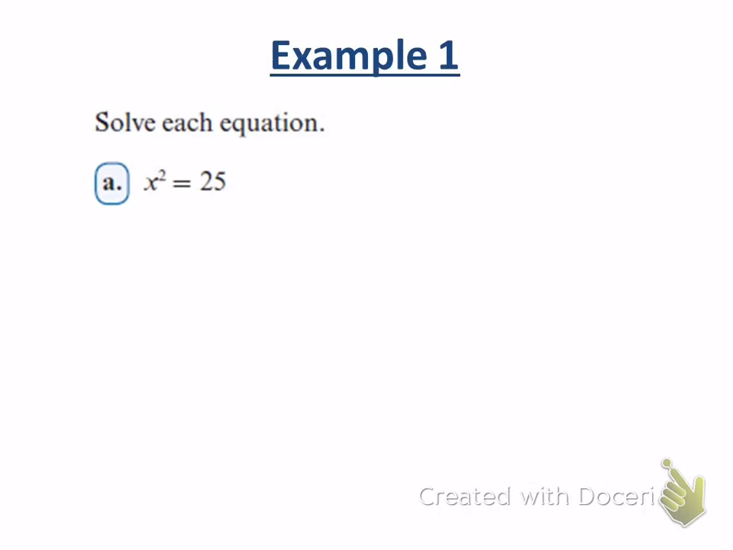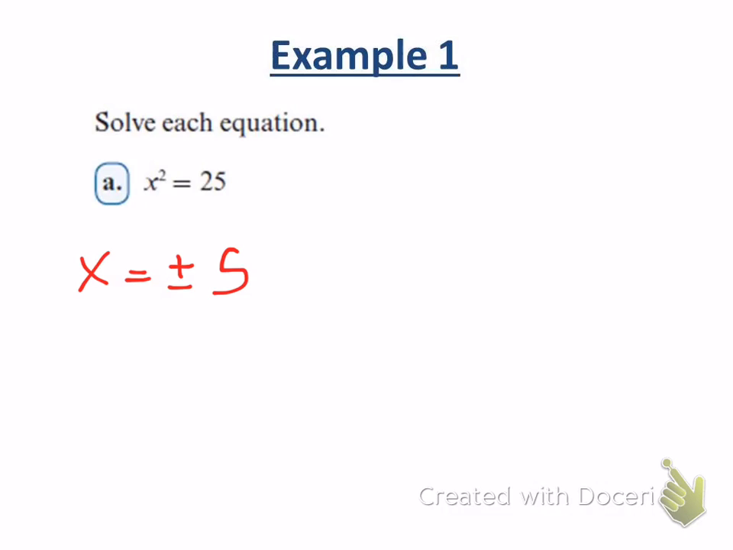X squared equals 25. Now, does this meet the conditions of the square root property? Yes. If x squared equals a number, does x squared equal a number here? Yes. Then we can invoke the square root property and say x has to be plus or minus the square root of 25, which is 5.